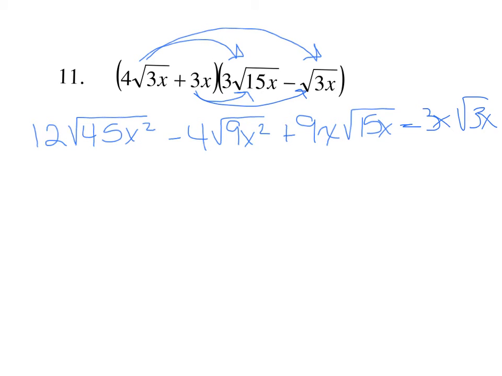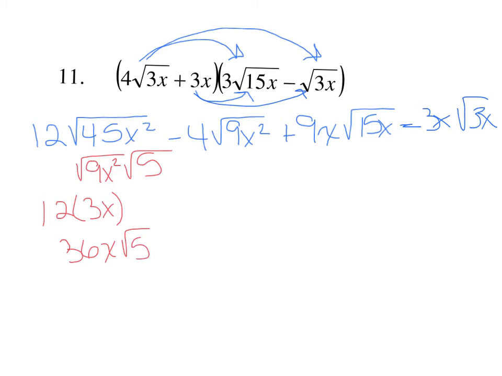And now we look for what can be simplified. So 45 is 9 times 5, and x squared is perfect. So that's going to make a 3x there times the 12. Square root of 9x squared is 3x. So 36x times square root of 5. Here, the second term, 9x squared is perfect. So the square root of that is 3x times that negative 4 makes negative 12x.